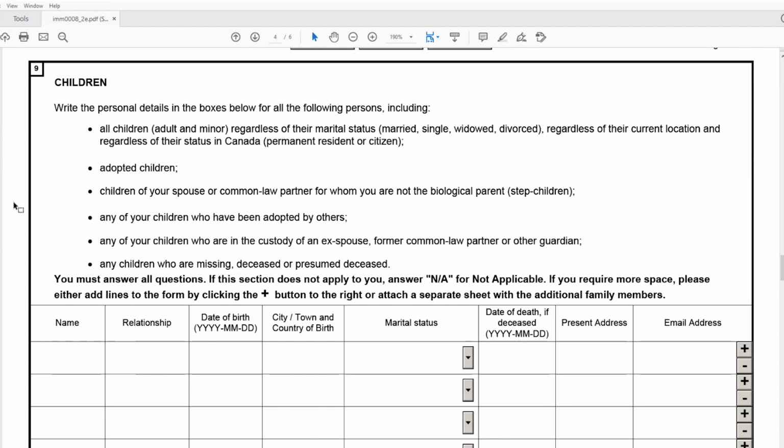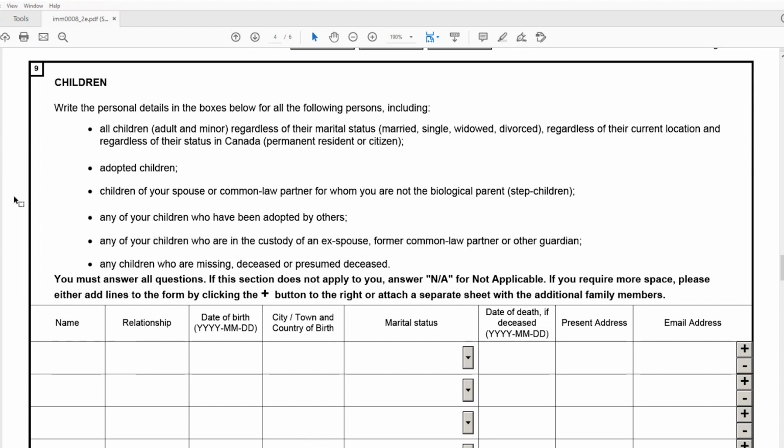Question 9 is where you're going to insert the information for your children, including if there are any children who have been adopted, stepchildren. So if you are not the biological parent, but they are the child of your spouse, you would need to include their information here. You may have children that don't live with you, that are from a different marriage, that may never come to Canada with you. You still need to insert their information here.